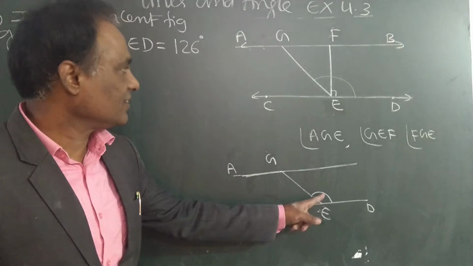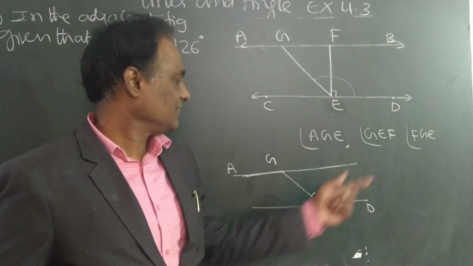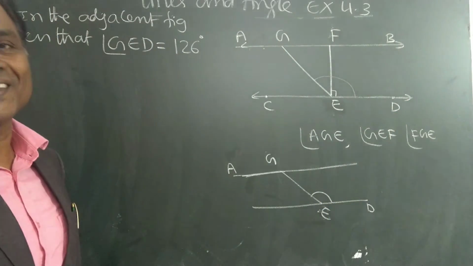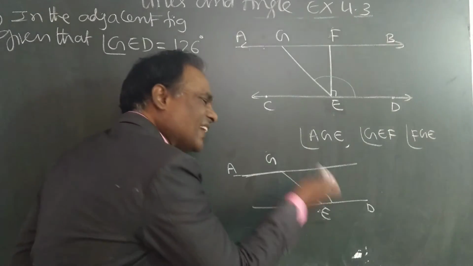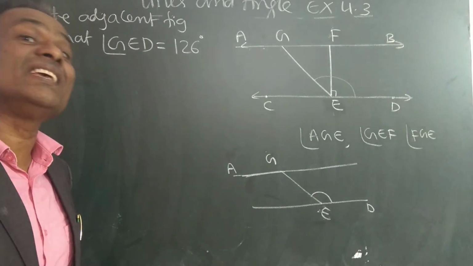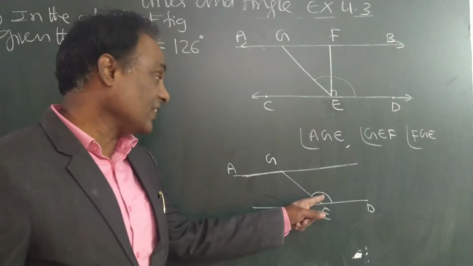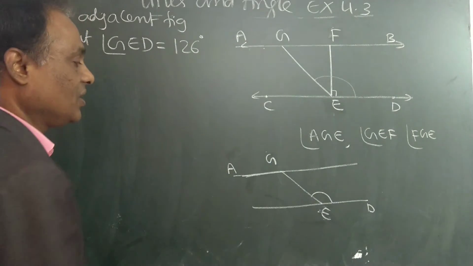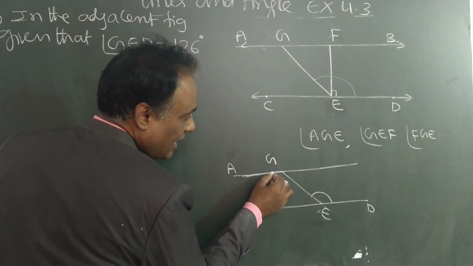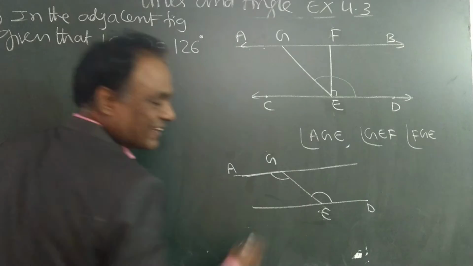This is angle GED. This angle is given as 126. What is its alternate angle? Tell me, for this angle, what is the alternate? This is the alternate. These two are alternate angles.